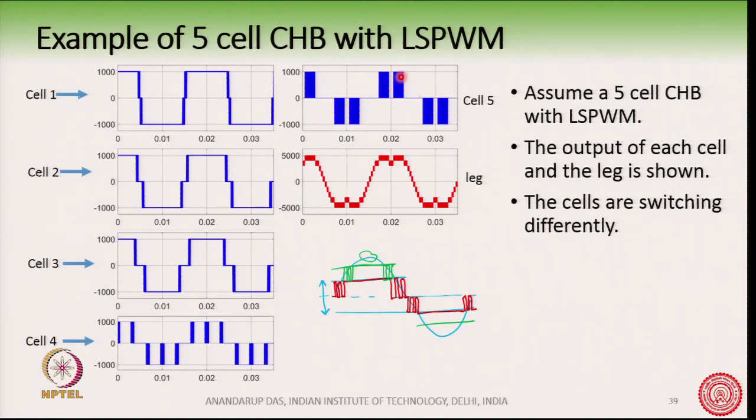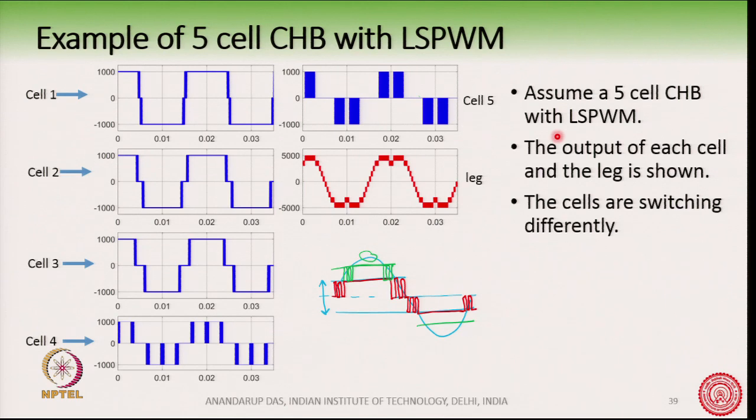So, if I ask cell 5 to produce this waveform after, say, 1 second, and if I ask cell 1 to produce this waveform, keeping cell 2, cell 3, cell 4 the same, for example, then the output voltage will remain the same as before. But what will happen? The division of losses, what was happening in cell 1 and cell 5, will now get interchanged.